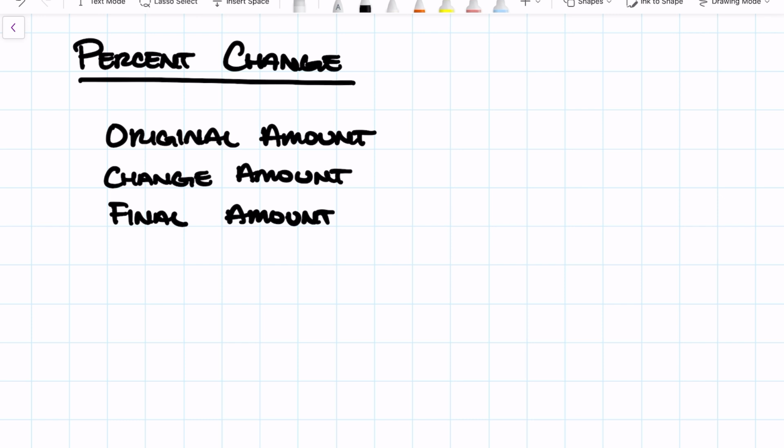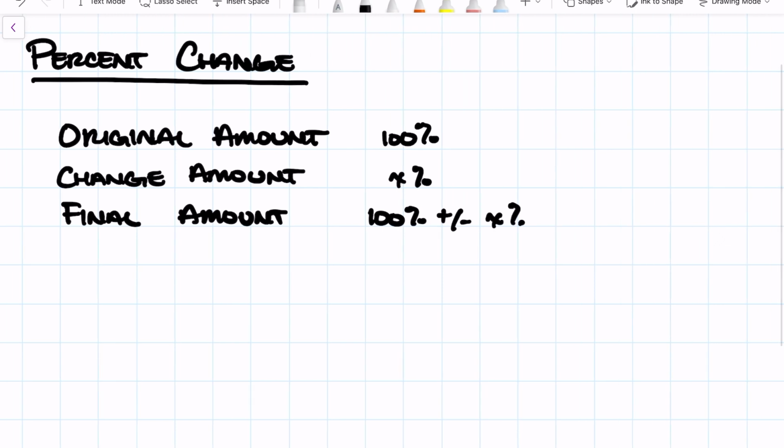So the original amount will always be 100%, and the change amount, let's just make it X%, whatever it is, and the final amount will be 100% plus or minus the change percent. Now, when you are looking at word problems, you need to figure out what they are giving you and what they are asking for. So right here, we're going to add one more column, and we're going to write an example here.